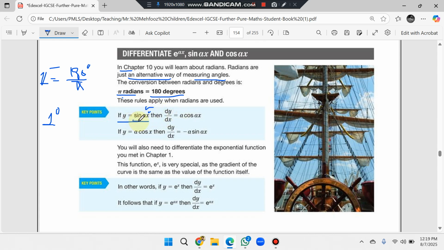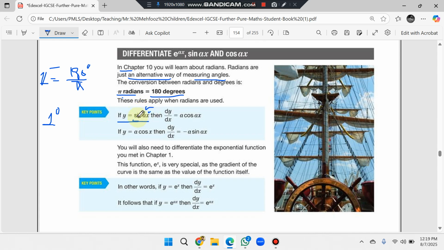Teacher, your voice is lagging. I can't hear you. Okay, just wait a minute. I am just telling you that if you have the function y is equal to sine ax, now my voice is clear or not? Yes.